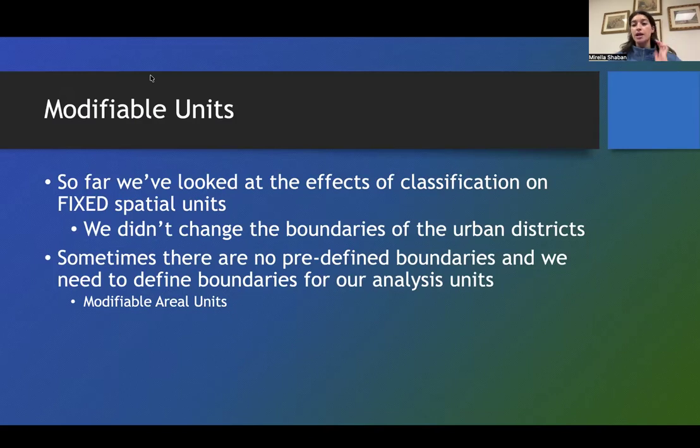So now we talk about an MAUP or a modifiable unit. Right now, we've just talked about looking at effects of classification on a fixed spatial unit. No boundaries were changed. However, sometimes we don't have predefined boundaries, and we have to define boundaries for our analysis units. This is what a modifiable unit or a modifiable areal unit is.